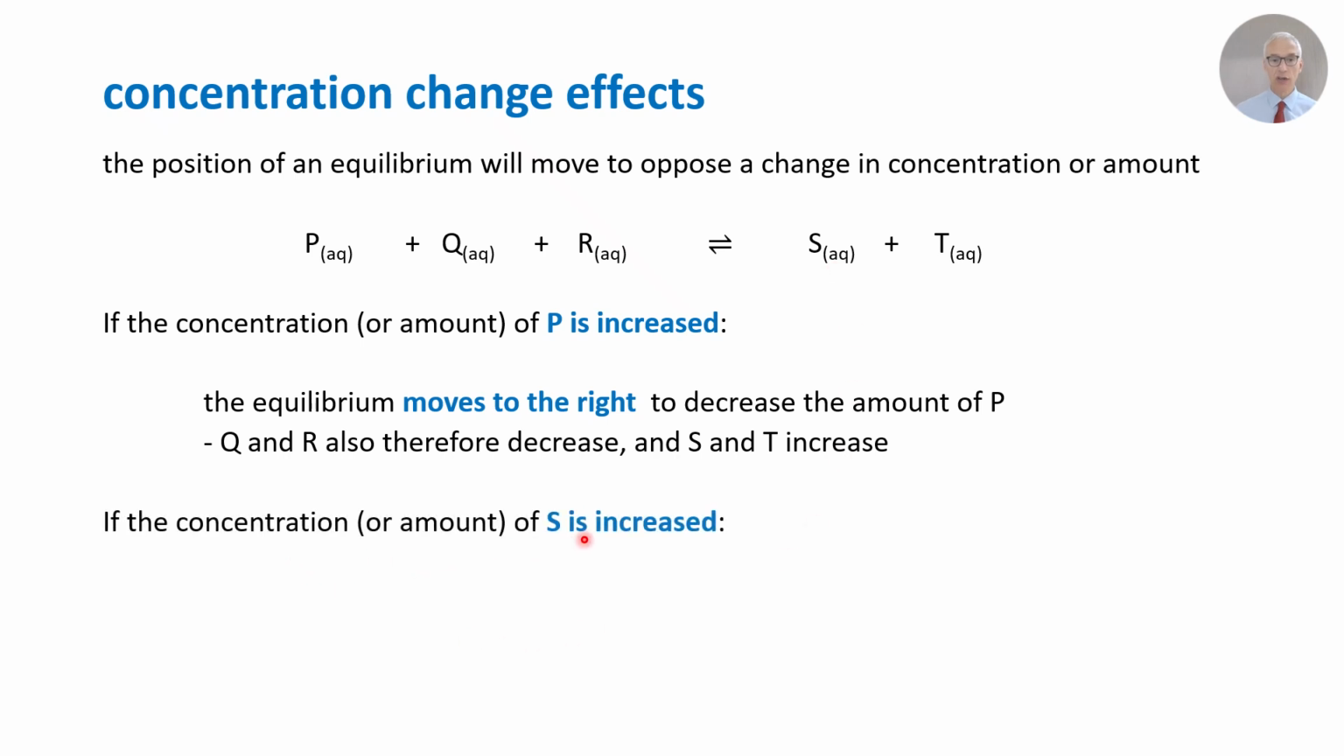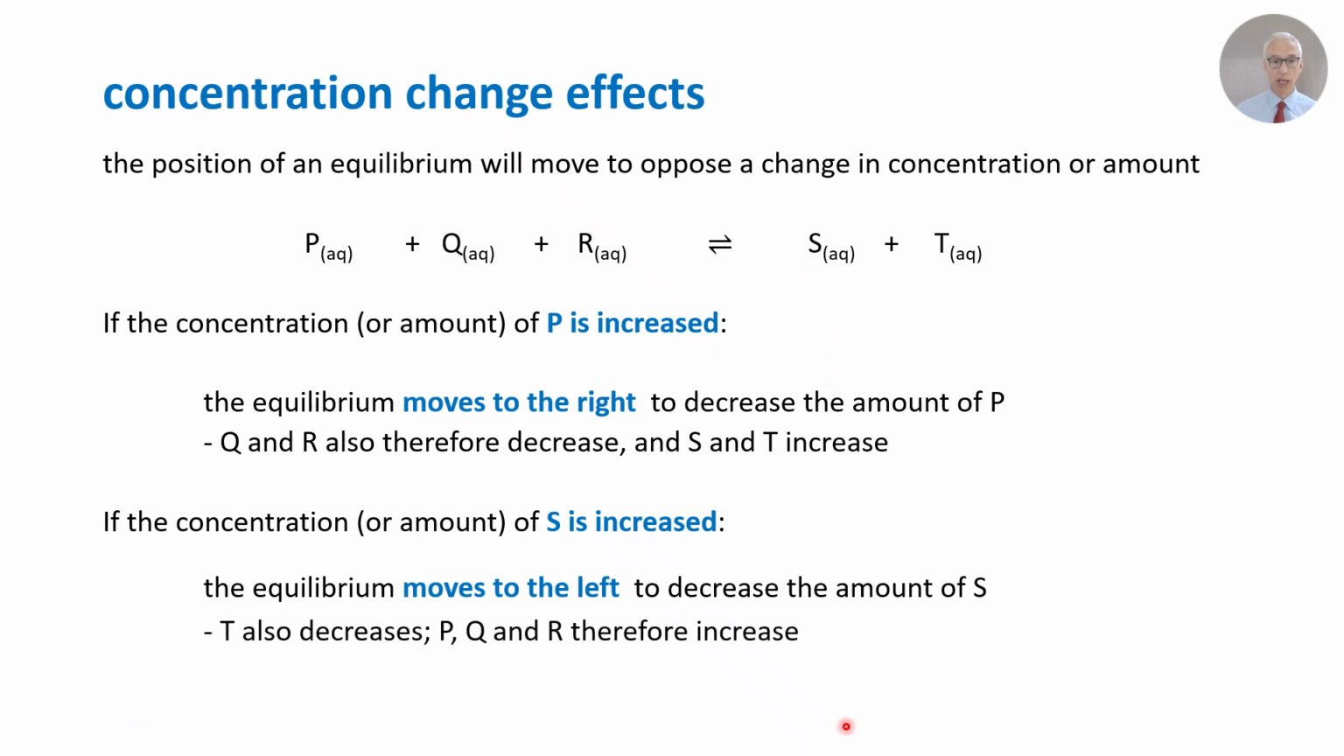If the concentration of S is increased, so we're going to increase the concentration of S, the equilibrium will move to oppose the change. So the equilibrium moves to the left to decrease the amount of S. Well, if we're decreasing the amount of S by reacting it with T to make P, Q, and R, then it follows that T also decreases and P, Q, and R therefore increase either in concentration or amount.